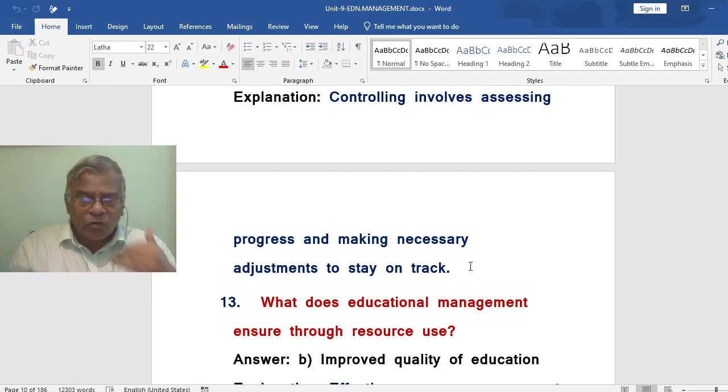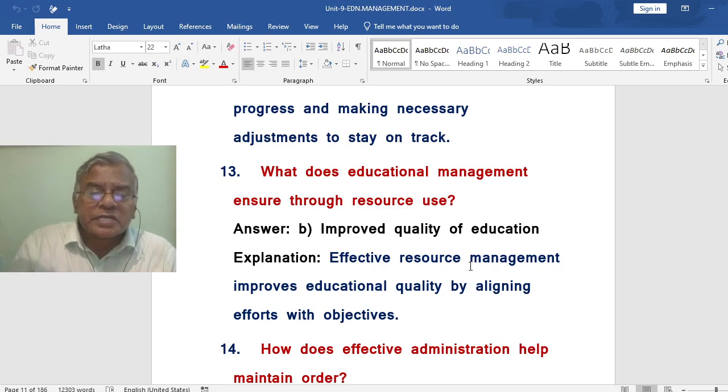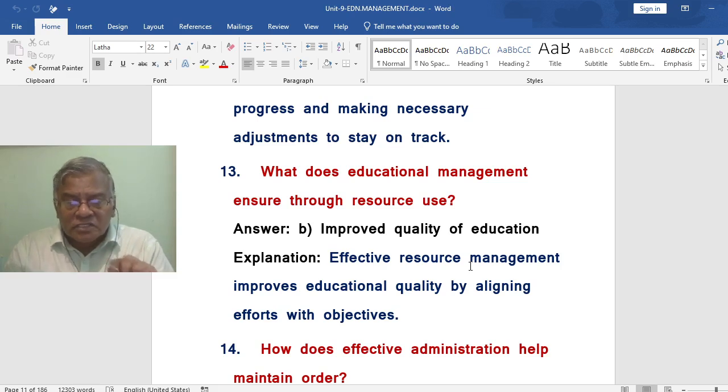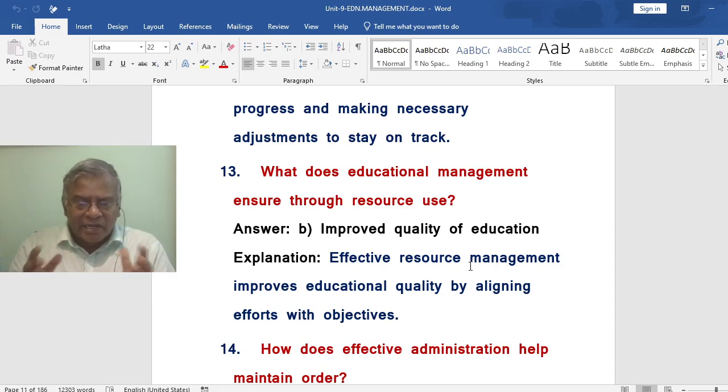To continue our work, to maintain our work flow. That is the idea here. What does educational management ensure through resource use? It ensures improved quality of education. Effective resource management improves educational quality by aligning efforts with objectives. Of course, objectives should be before our eyes in any educational institution. According to the objectives, we must make efforts. Our efforts should correspond to our objectives. That is the idea here.